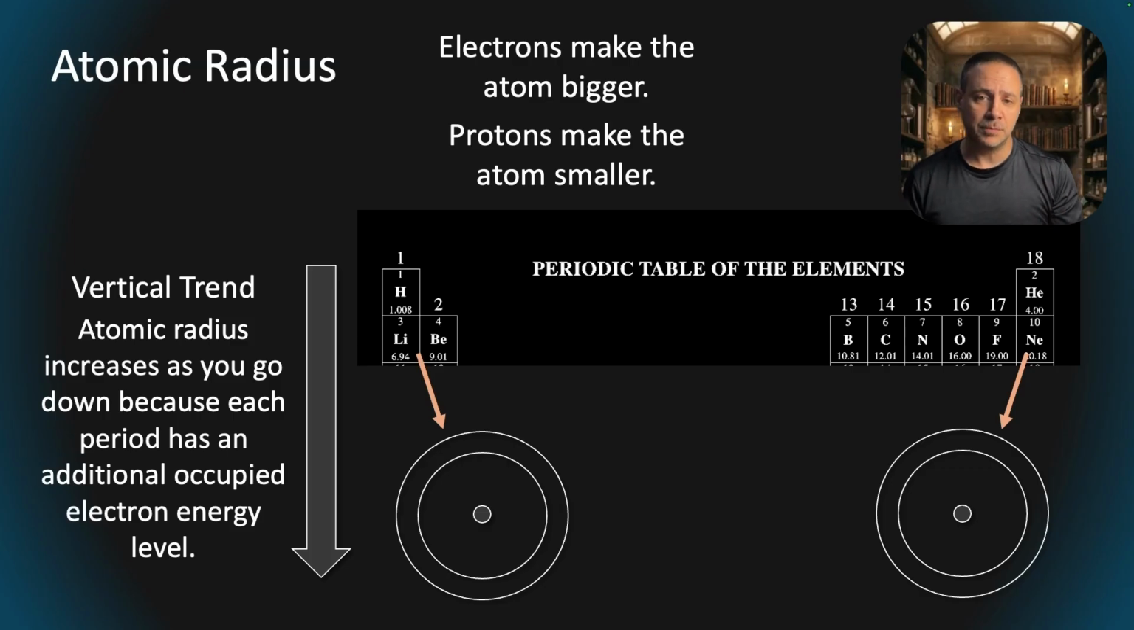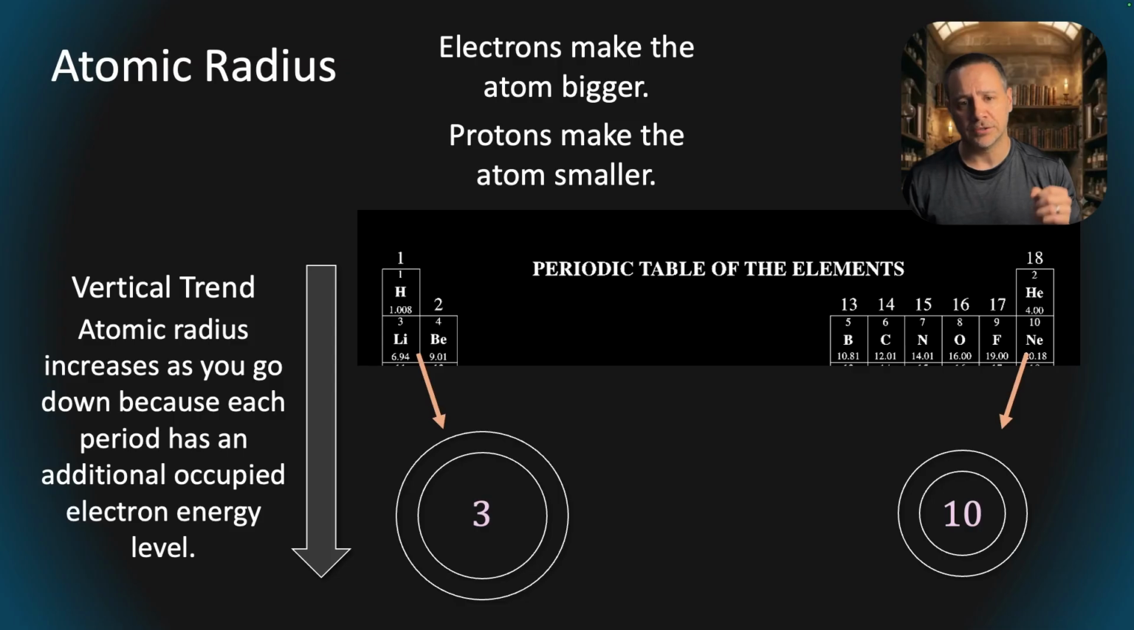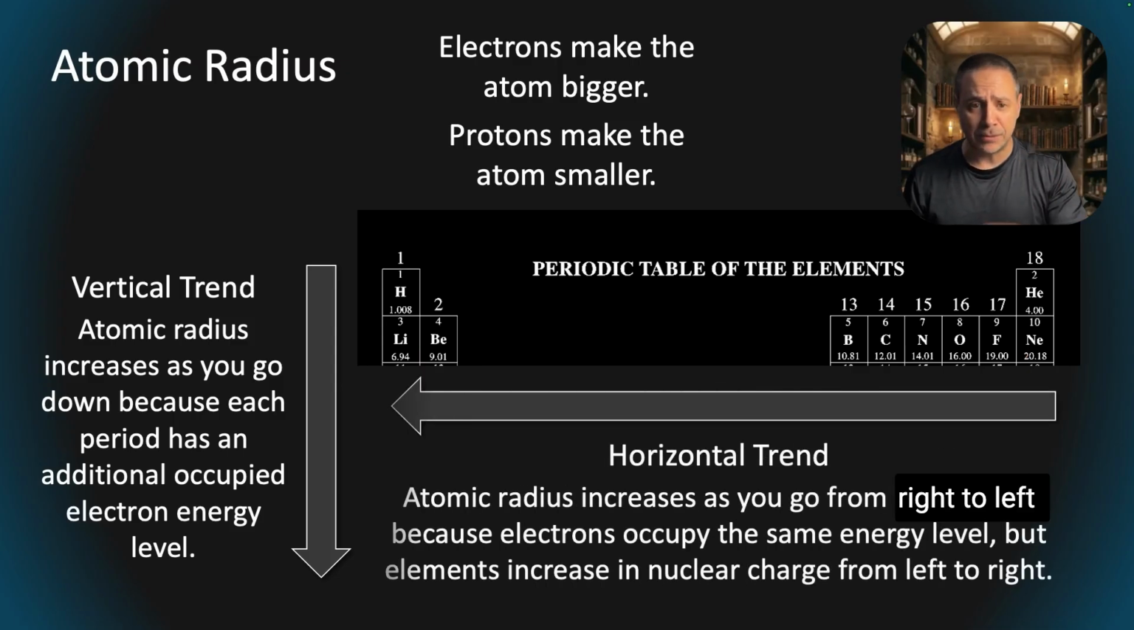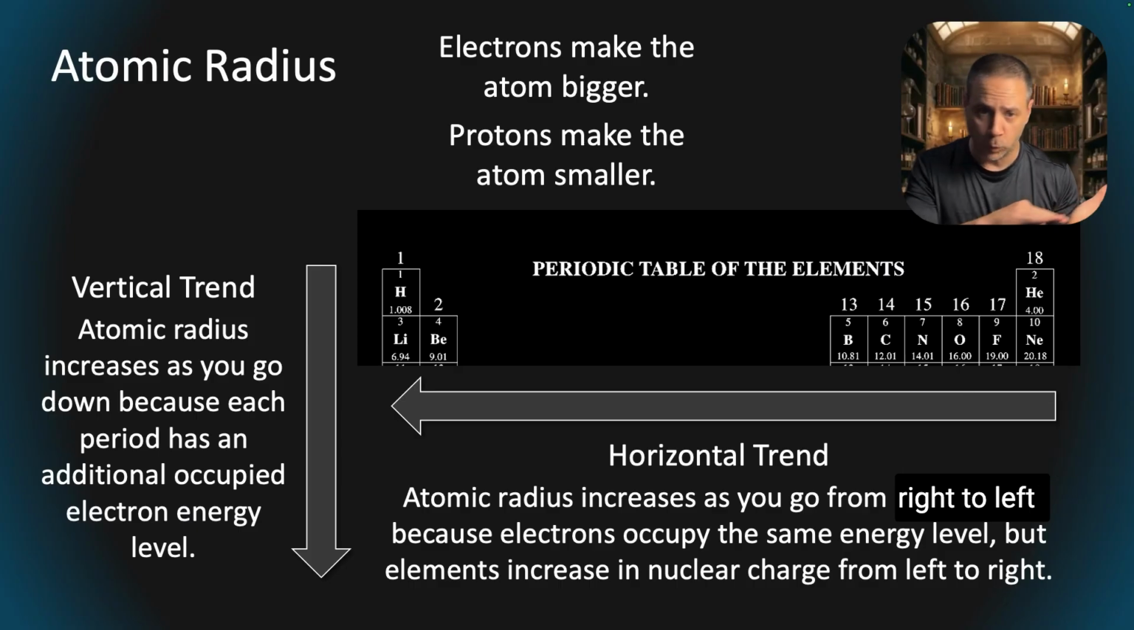What really does make this radius change is the nuclear charge. Those protons suck everything inward, and going from 3 to 10 protons in the nucleus is going to have a much larger impact on that atomic radius. Neon is going to be smaller than lithium. As you move to the right side on the periodic table, you have the same number of occupied energy levels, but a higher nuclear charge, no matter which period you move across. Therefore, the atomic radius decreases as you move from left to right on the periodic table.